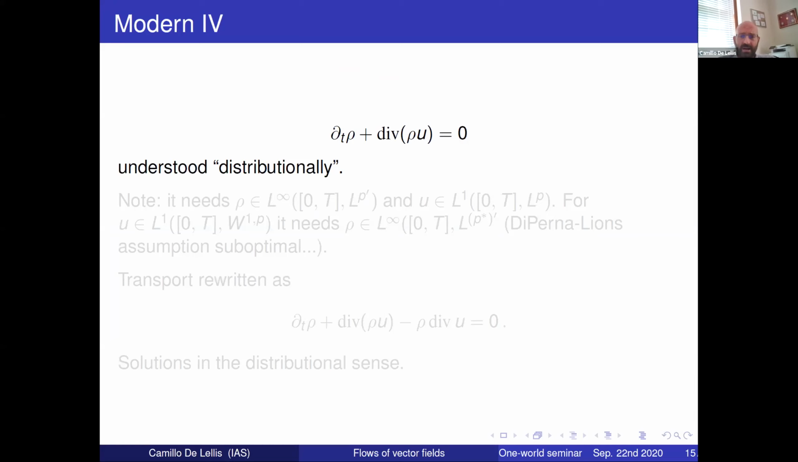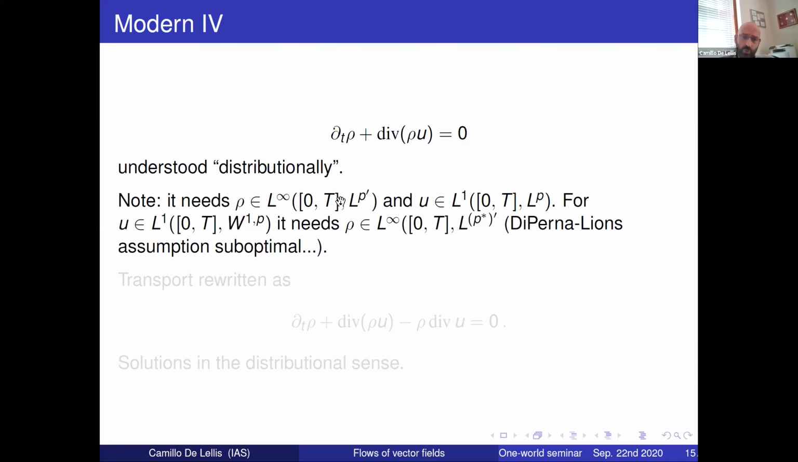Now, what do I mean by dt rho plus divergence of rho u equal to 0, but rho and u not being too regular? So I need actually to make sense of the product of rho and u in the sense of distributions. So typically, what you might assume is that rho is L infinity in time and taking values in some space L^p prime, and u is in the dual. So it's in L1 taking values in L^p.